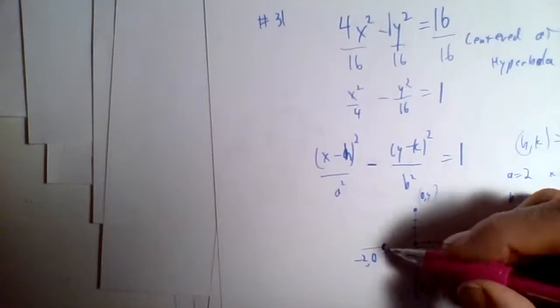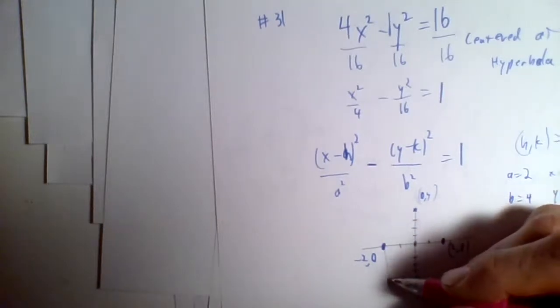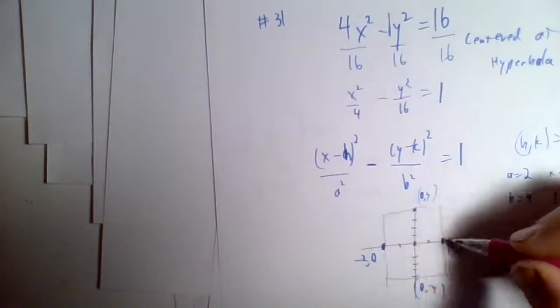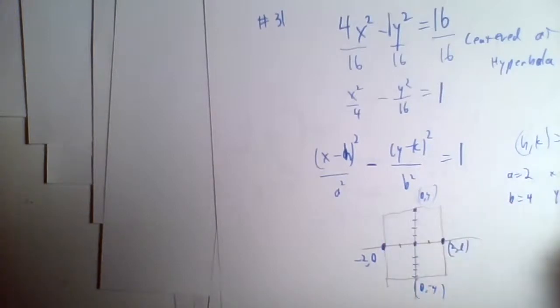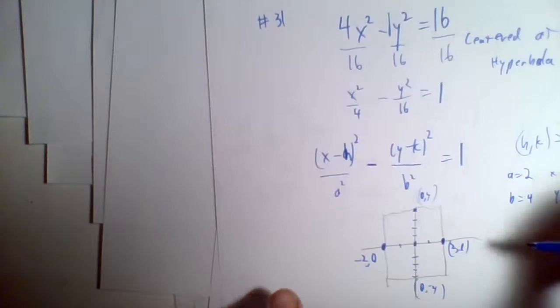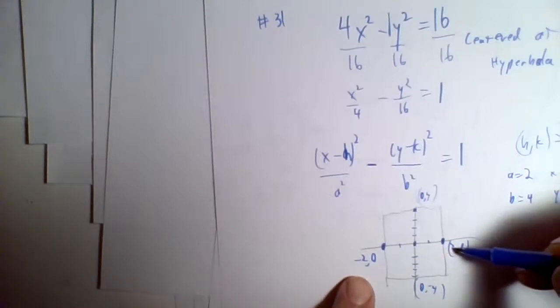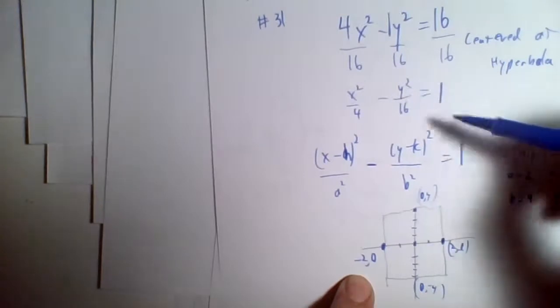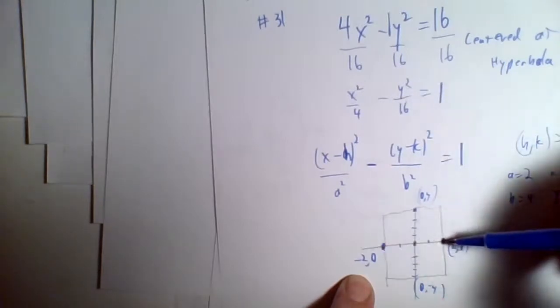I can still draw this rectangle, but then it's going to look a little different from there. So 2 this way, 4 this way. There's the rectangle that this lives around. Now these points are not all actually on the graph. If I plug in 2 or negative 2 for x, it ends up 1 minus 0 equals 1. These check out as being on the graph.